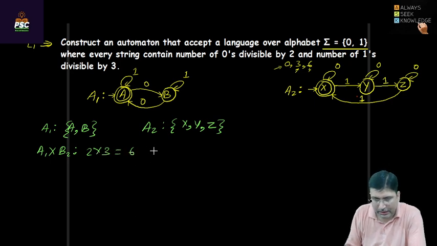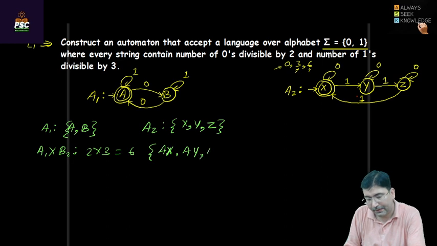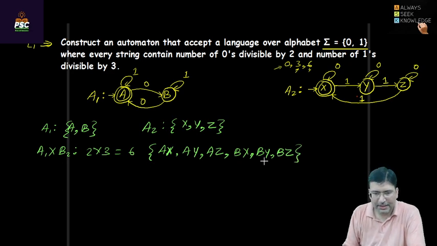Now if I want to write the possible combinations, A can be combined with X, so I write AX. Then A can be combined with Y, A can be combined with Z. Similarly BX, BY and BZ, right? So 6 states can be constructed. It depends upon the operation. Okay, so that is there.